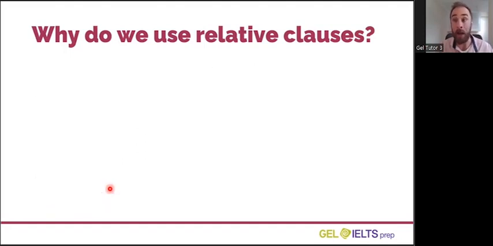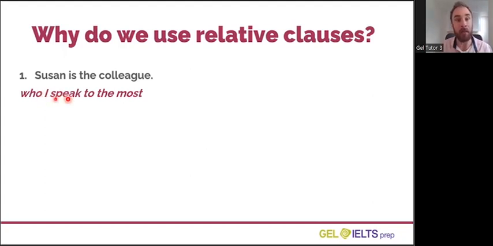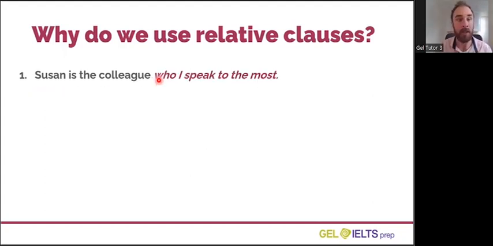So let's think about how we structure the relative clause in a sentence. Here's an example sentence. Susan is the colleague. Okay, this sentence tells me no information. It doesn't help me at all. So I might give a relative clause defining more about the noun. Susan is the colleague who I speak to the most. The relative clause and the relative pronoun come immediately after the colleague because that's the noun I'm defining.